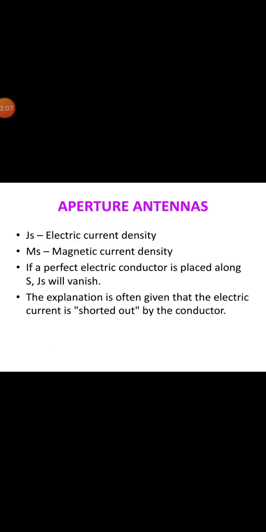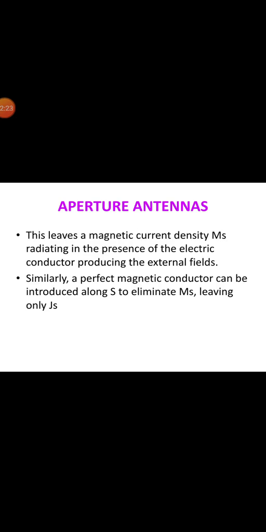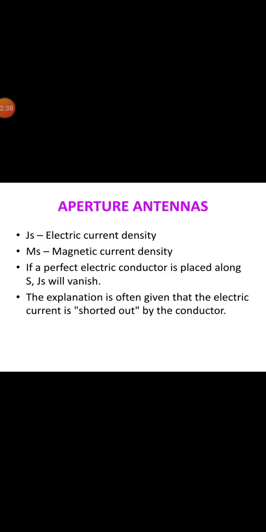So in this diagram, let us say that Js is the electric current density and Ms is the magnetic current density. If a perfect electric conductor is placed along S, Js will vanish. The explanation is often given that the electric current is shorted out by the conductor. This leaves the magnetic current density Ms radiating in the presence of the electric conductor, producing the external fields. Similarly, a perfect magnetic conductor can be introduced along S to eliminate Ms, leaving only Js. That is what you can see in this figure.